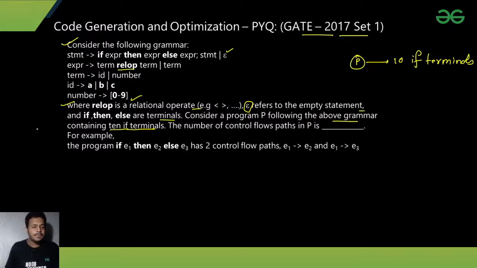For example, if a statement like this is given, if expression E gives true, then we need to go to E2, or if expression E gives false, then we go to E3. So there will be two paths, one from E1 to E2 and another from E1 to E3. Now we need to find the number of control paths in our program P.